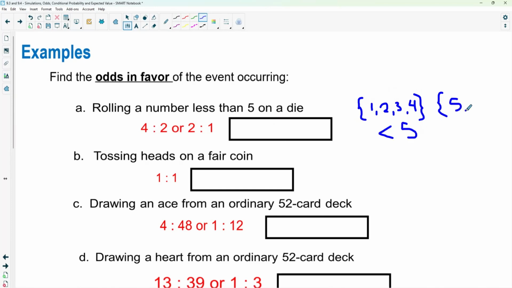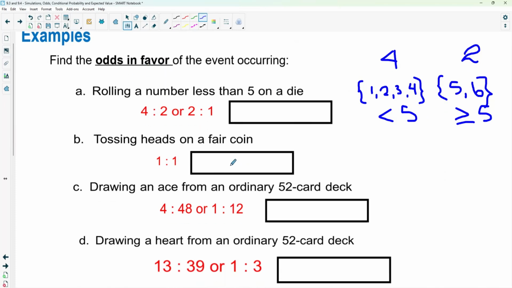And then we have 5 and 6, right? Numbers that are greater than or equal to 5, right? So that means that there are 4 in favor and 2 against of being a number less than 5. That's why we use 4 to 2. 4 that happen, 2 that do not happen, and then we simplify it as 2 to 1. Again, this is odds in favor.